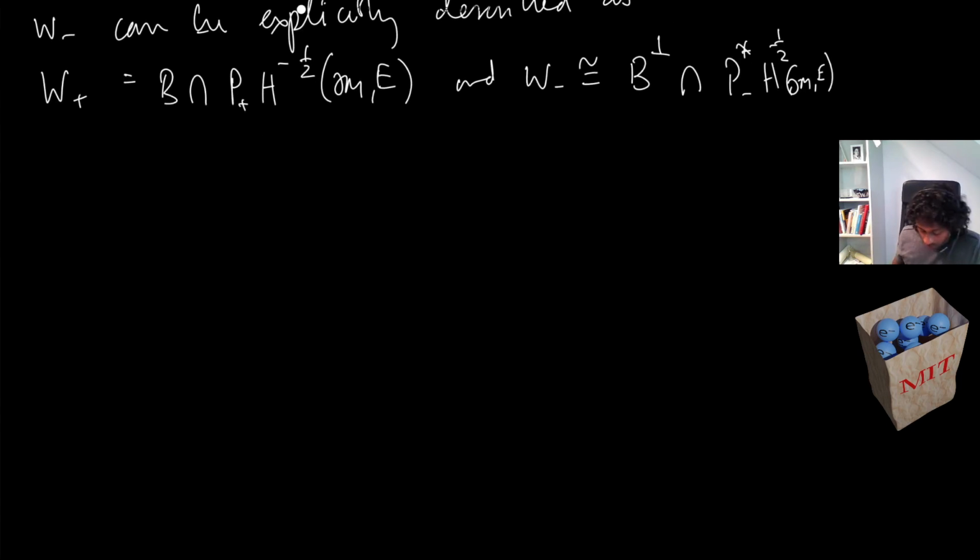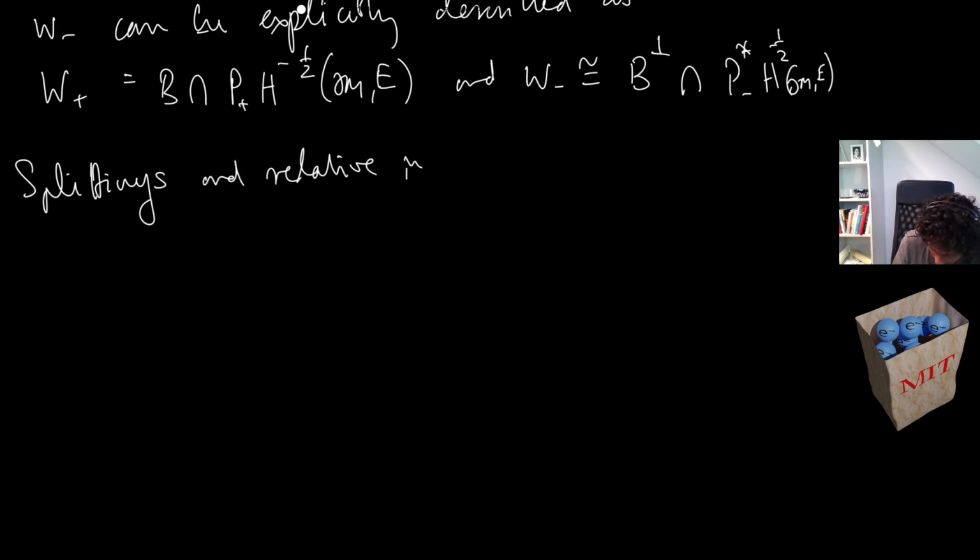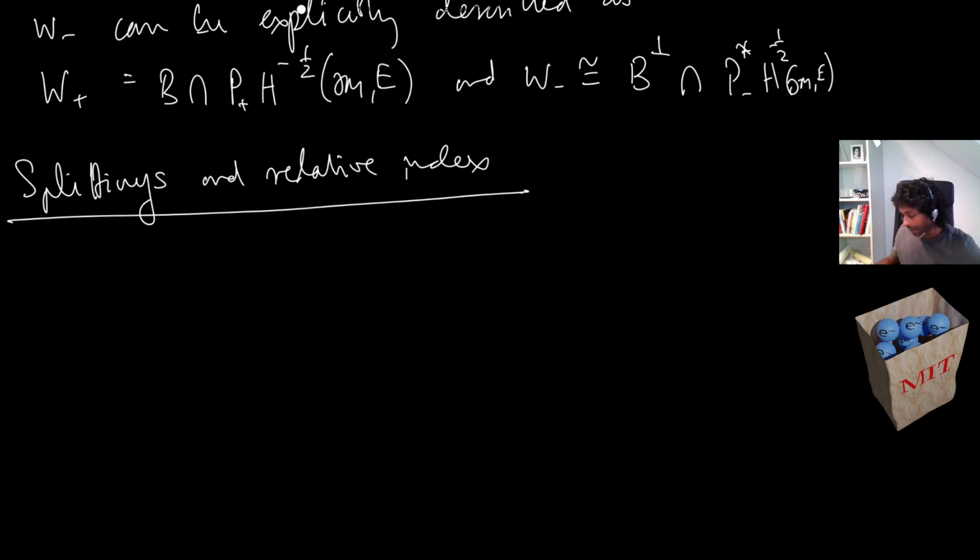All right. So where do we want to go now? So the main point of this is that we want to somehow move towards relative index theory, which we will describe in a second, right? Splittings and relative index. Okay, so let's now describe a somewhat different geometric setup.